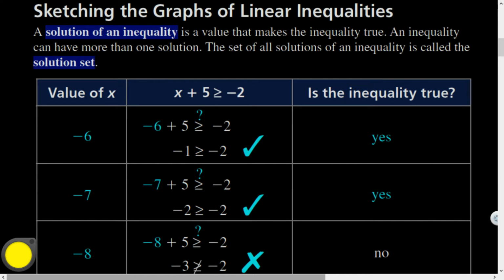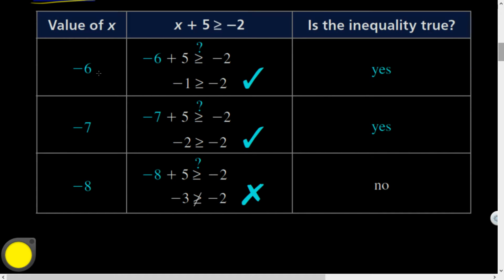Let's see. A solution of an inequality is a value that makes the inequality true. An inequality can have more than one solution. Just like our equations could have had more than one solution, these can have muchos solutions, all right? The set of all solutions of an inequality is called the solution set. So if I put all of the things that work into one box, that's my solution set. Let's look at this little table here. So x equals -6, they're saying. If I plug in -6, does it work as a solution in the inequality x plus 5 is greater than or equal to -2?